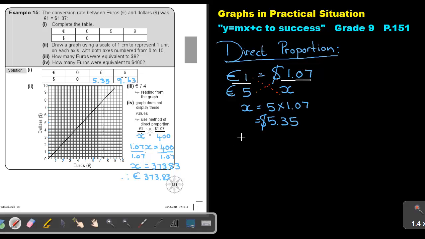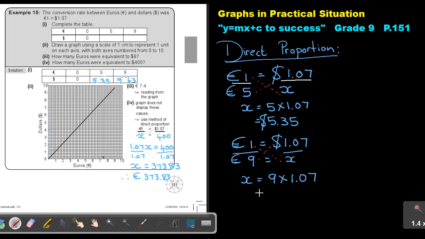Exactly the same with the next one. I start with the statement 1 euro equals $1.07. Then I write it's 9 euros, so fill in the 9, make that x. That's the euro. Okay, there's my fraction. What do I do? I cross multiply. So 1 times x is x, and that's 9 times 1.07, and that will give me 9.63, and that will be underneath the dollar.